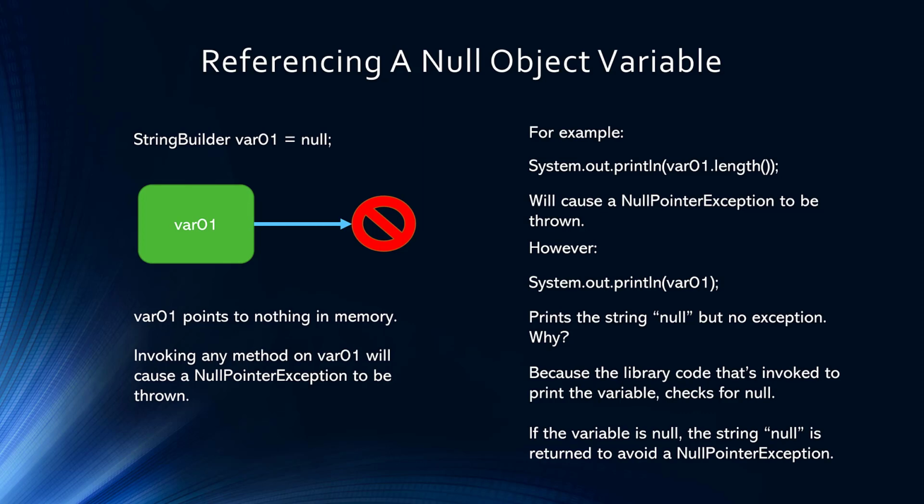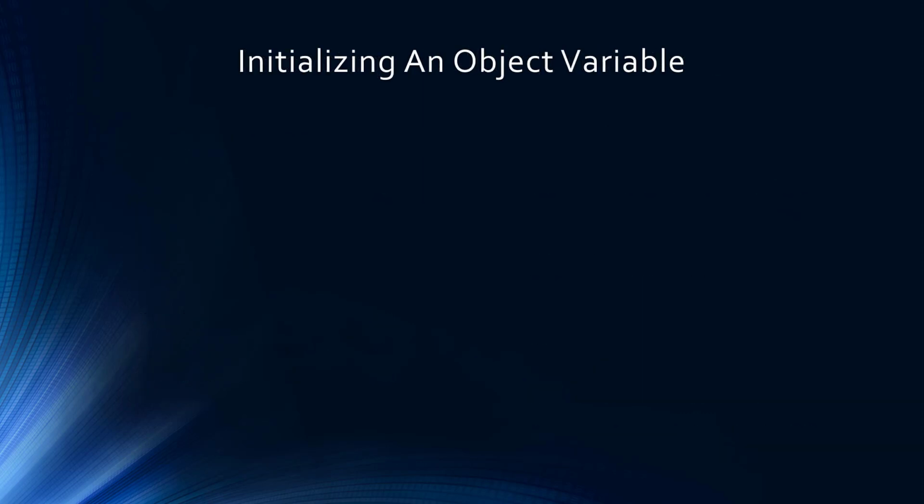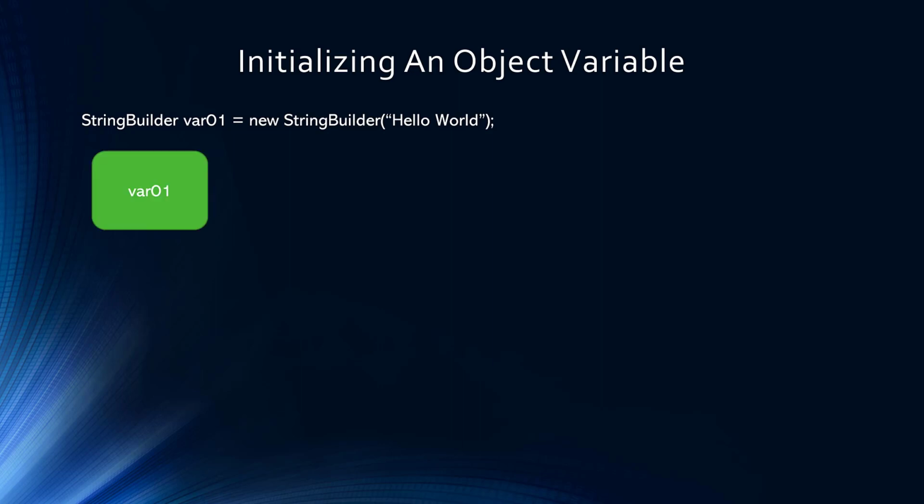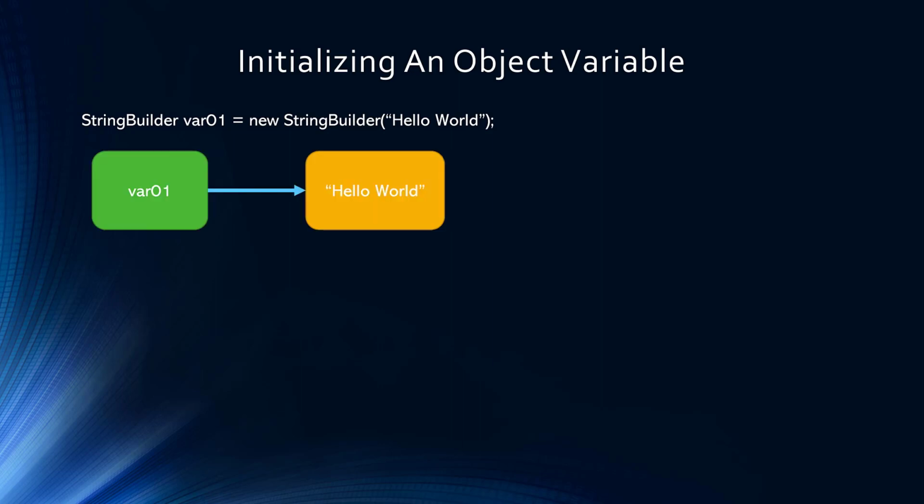Now let's initialize our object variable by use of the new keyword and set it equal to an object type of StringBuilder. In the constructor, we'll pass in the message hello world. Graphically, we see that now var01 refers to an object which we represent by an orange rectangle containing the string hello world.